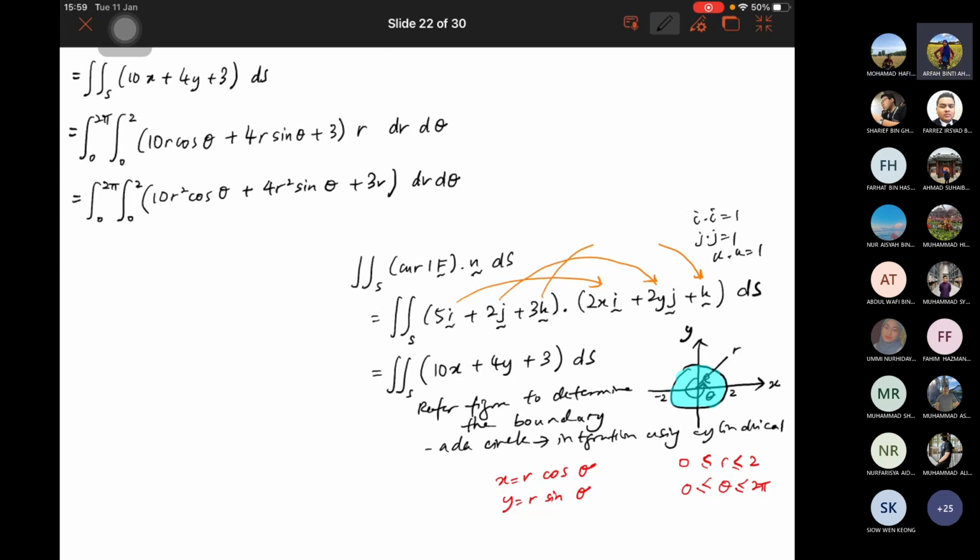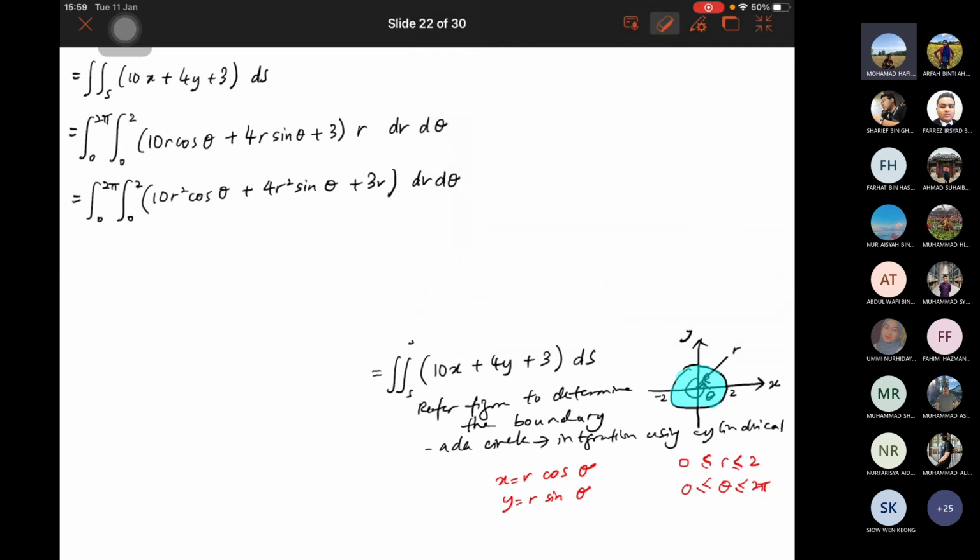Ada yang dapat apa jawapan? Yap, betul. 12 pi. Yang lain dapat... So equal to integration 0 sampai 2 pi. This one akan jadi 10 R kuasa 3 per 3 cos theta tambah 4 R kuasa 3 per 3 sin theta tambah 3 R kuasa 2 per 2 d theta.